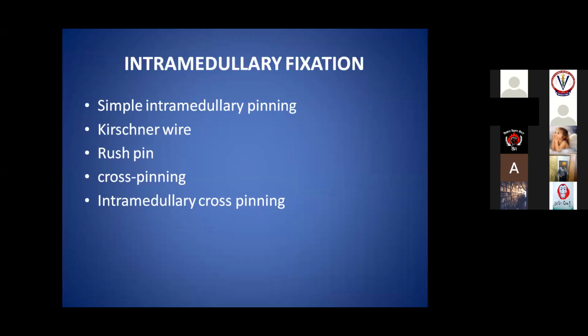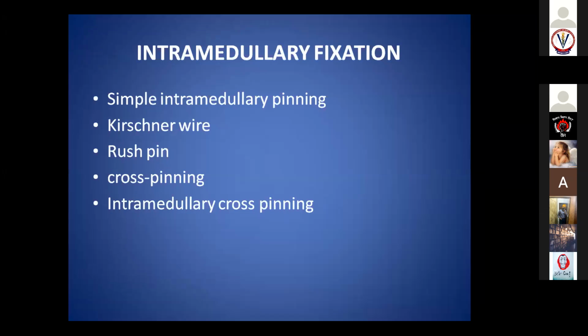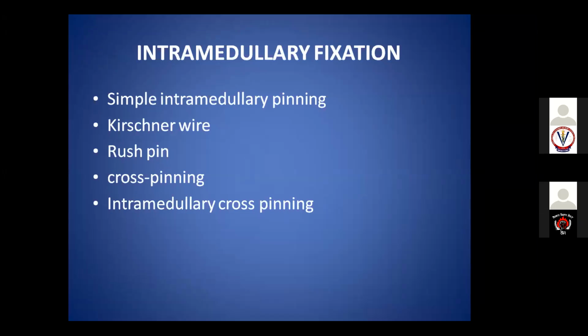Now after wires, the other fixation procedure is simple intramedullary fixation. Intramedullary means within the medullary canal. We are putting a device inside the medullary canal. The medullary canal is the cavity of a bone surrounded by the cortex. So that is the reason why we call it intramedullary fixation. And what are the types? There is the simple intramedullary pin, the K-wire pin, the Rush pin, the cross pin, and there is also a procedure called intramedullary cross pinning.